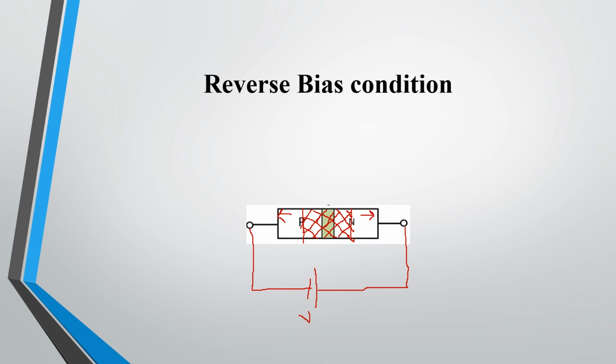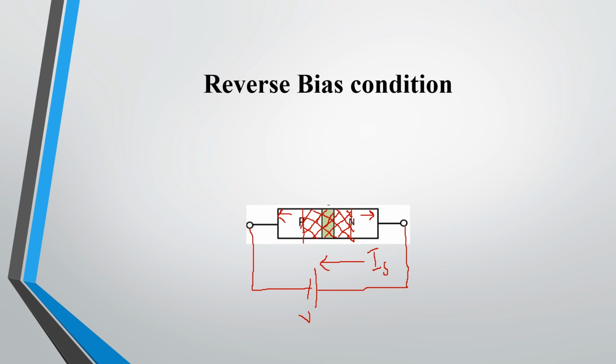Similarly, we have minority carriers in the p side and n side. The minority carriers of the p side will be electrons. So these electrons will be repelled and move towards the junction. Similarly, the minority carriers, which are holes present in the n side, will be repelled towards the junction. As a result we'll have a very low drift current, because minority carriers are very few. So we have very little drift current, or reverse saturation current, from N to P, which we can represent as IS. IS is the reverse saturation current, which is very low and opposite to the forward bias current.